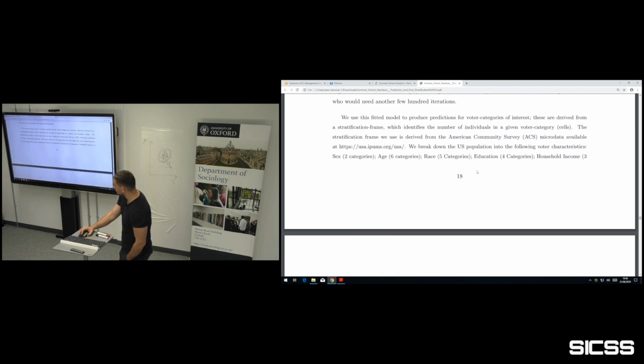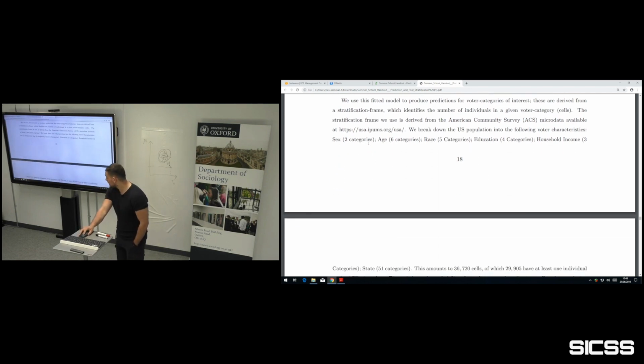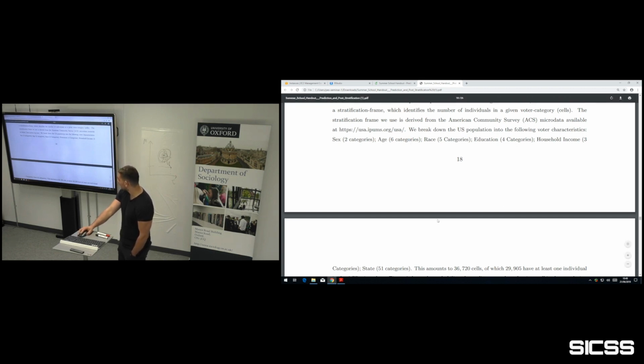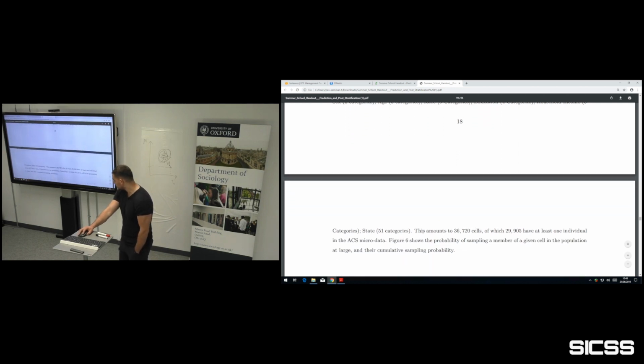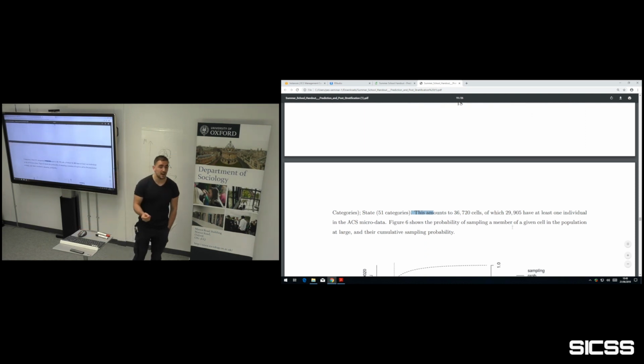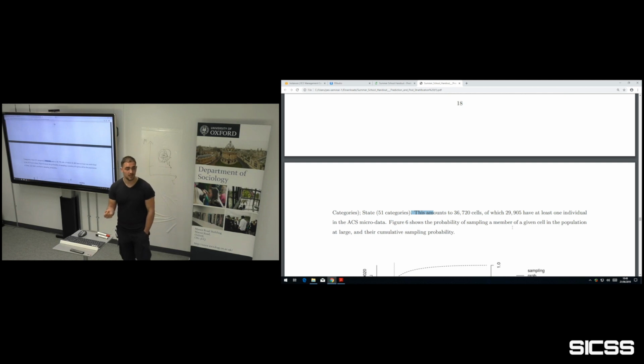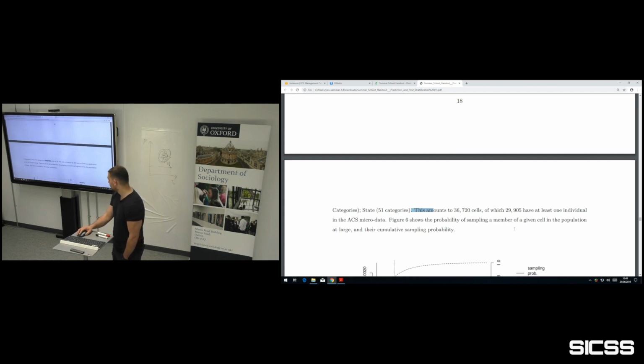We break down the population into the following characteristics. So we break it down into sex, 2 categories, age, 6 categories, race, 5 categories, education, 4 categories, household income, 3 categories, and state, 51 categories. So this amounts to a total of 36,700 cells, of which only 29,000 we actually find populated in the microdata. So there are some cells that are so rare that a sample of, I think, about 3.5 million Americans doesn't contain any of them. So these are very rare cells.